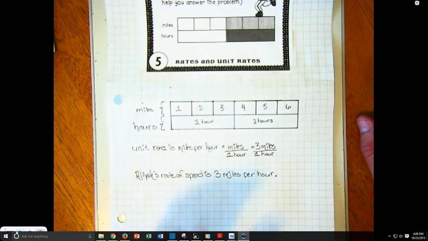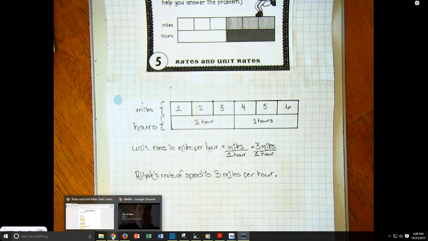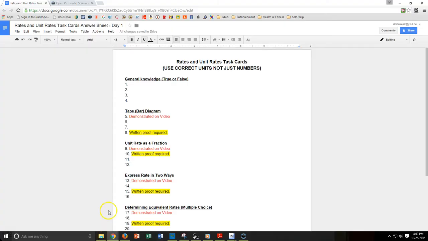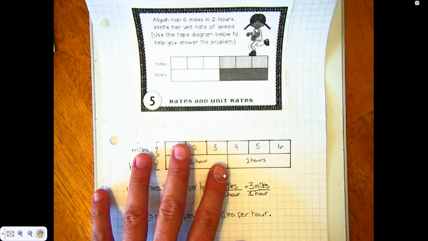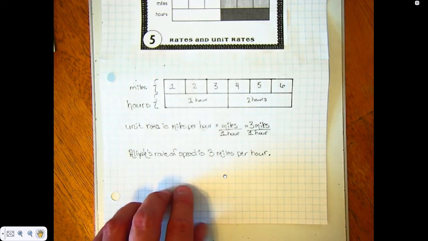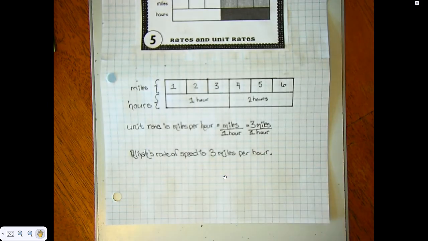You're doing a lot of your work on your dry erase boards, but you're going to have to put your final answer somewhere. If you go to Google Classroom, you'll see there's a document I've uploaded. The document's called Rates and Unit Rate Task Card Answers Sheet, Day 1. It's Day 1 because we'll be doing this over 2 days. Number 5, which is the one I just showed you, is demonstrated in this video. The answer we got is Aaliyah's rate of speed is 3 miles per hour.